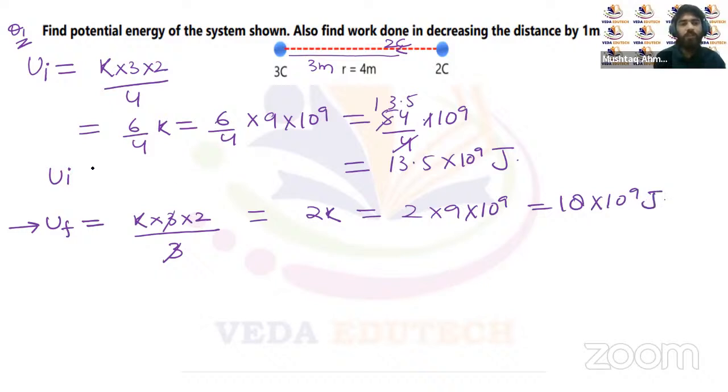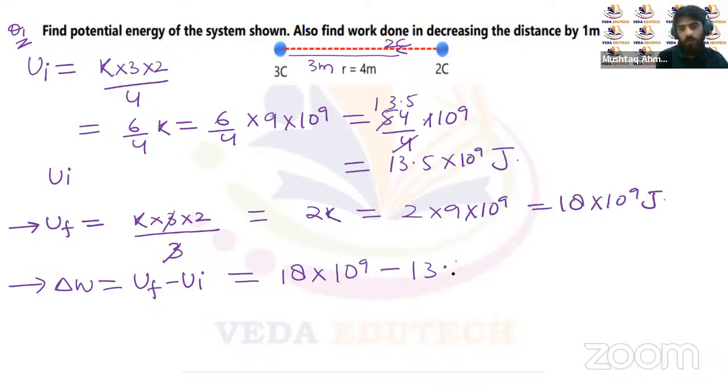Now the energy has changed from U initial to U final, which means that work has been done. The work done will be equal to the change in potential energy, that's final potential energy minus initial potential energy. So it is 18 into 10 to the power 9 minus 13.5 into 10 to the power 9, which is equal to 4.5 into 10 to the power 9 joules. This will be the work done in displacing this charge from 4 meters to 3 meters.